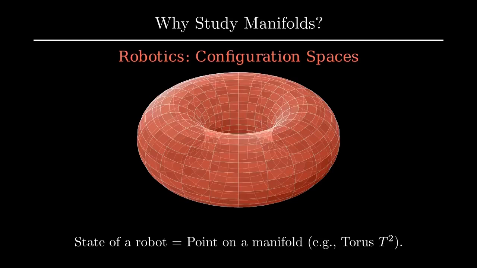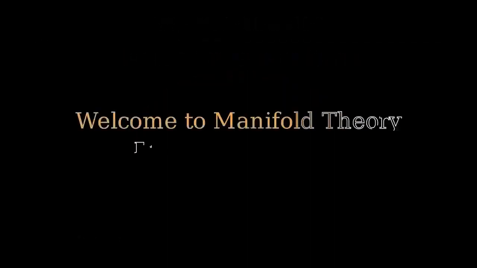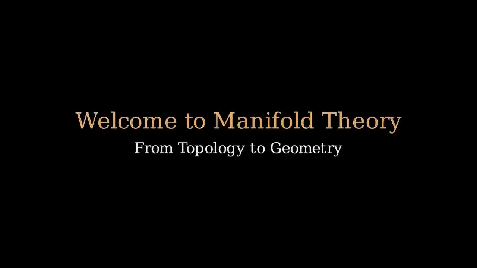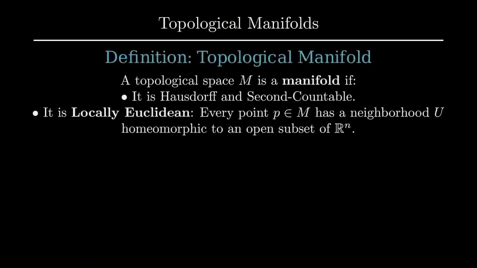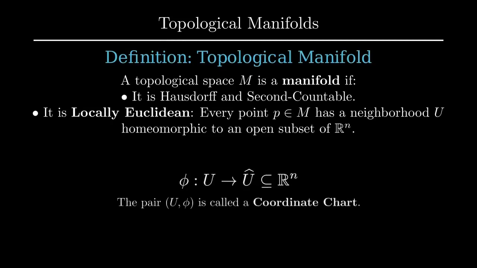So let's go into the details of what a manifold is. A topological manifold is a Hausdorff and second countable space that looks like Rn at each point. And we have some maps that we call charts, like the patch that we saw on the first slide.